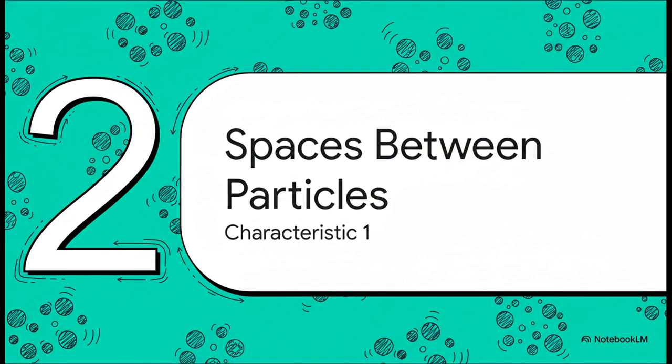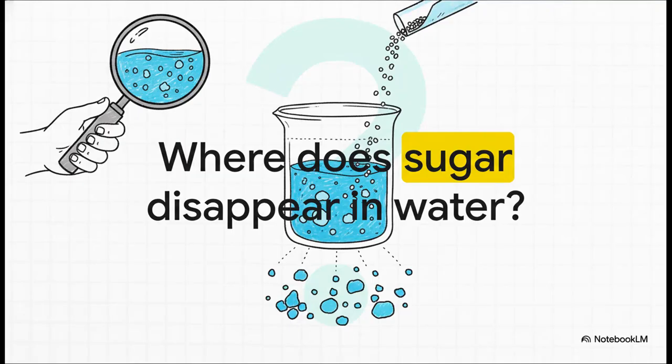So, let's explore the first characteristic, or you can call it the first rule of how these particles behave. And it is this: particles of matter have space between them. Let's think about this. It's a very simple experiment you can do at home. If you dissolve some sugar or even salt in a glass of water, where does the sugar go? It seems to disappear, doesn't it? But the real question is, does the level of water in the glass rise?